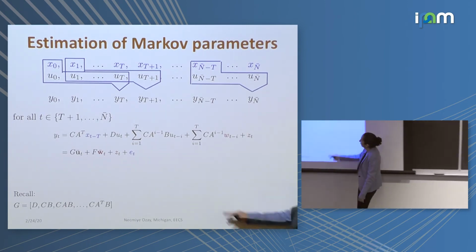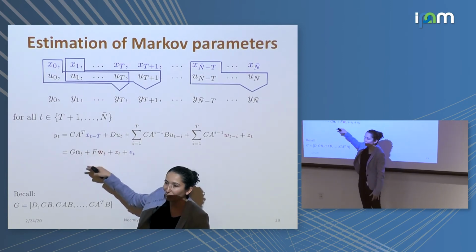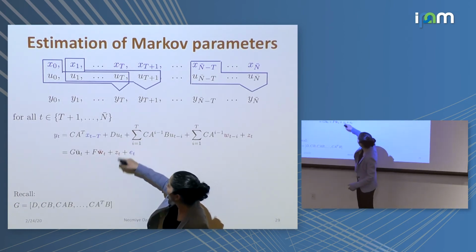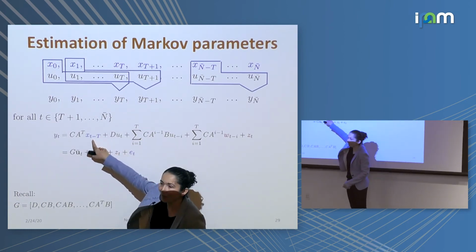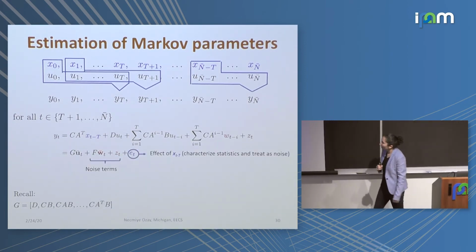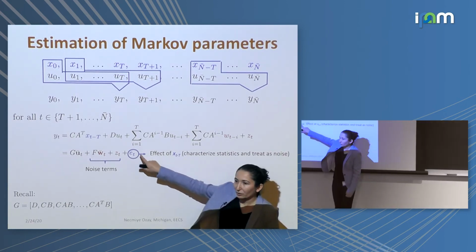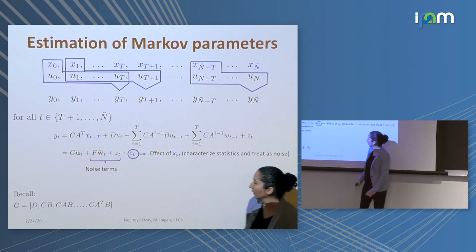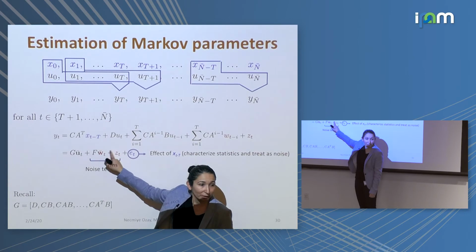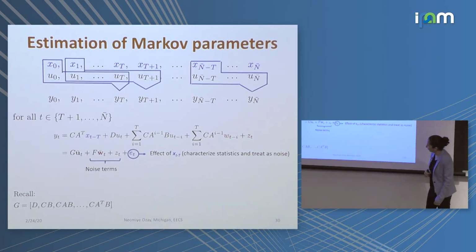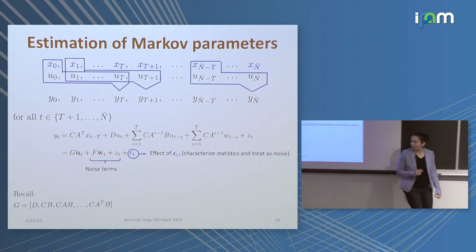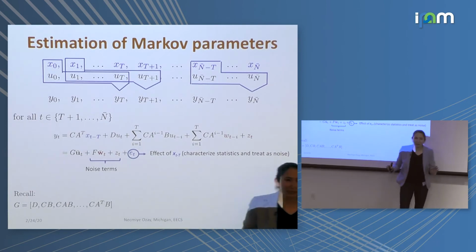And I will just rewrite everything in matrix vector form. I will stack together my inputs, stack together my noise terms, and I will call this effect of the initial condition E_T. So we will characterize the statistics of this term and treat it as noise. These are noise terms. I already know the statistical properties of these things. These are IID noise terms. And I want to estimate this G. And to estimate this G, given that these are all noise, I will do least squares.